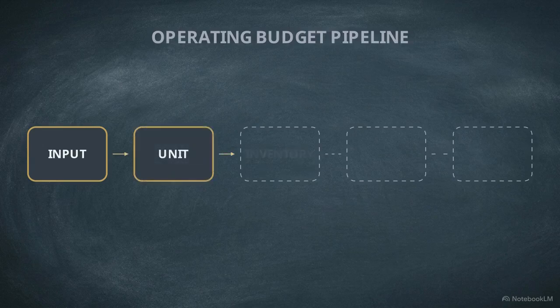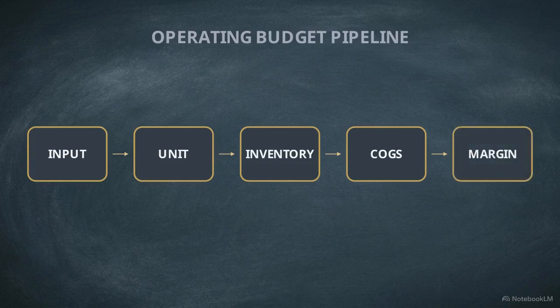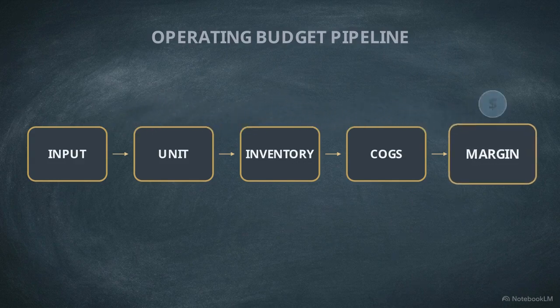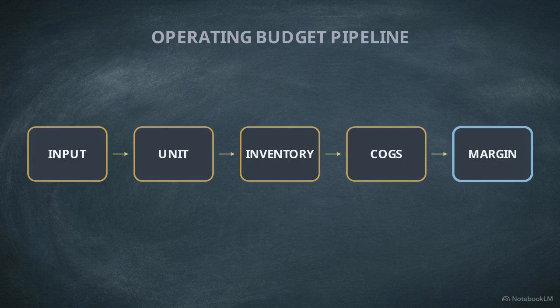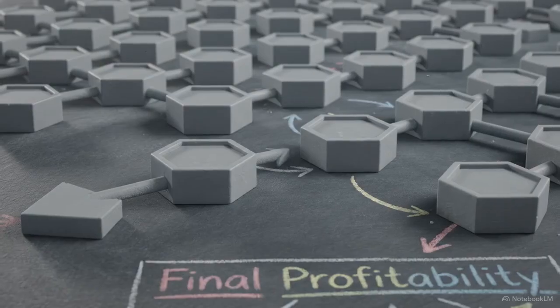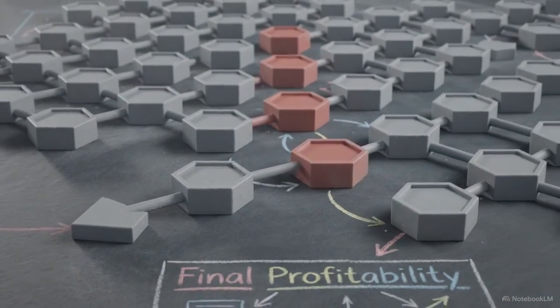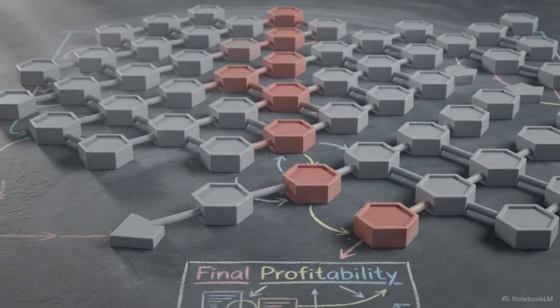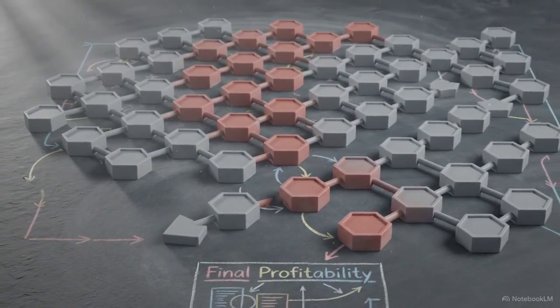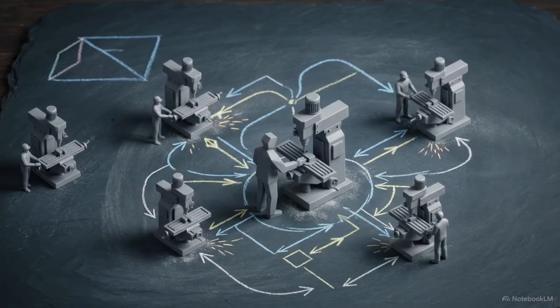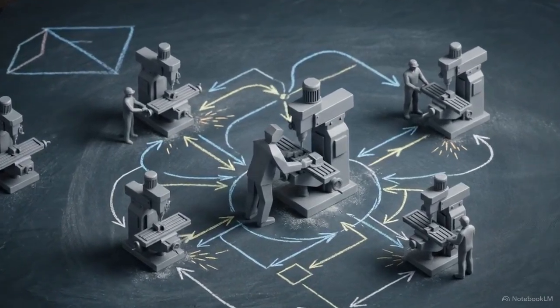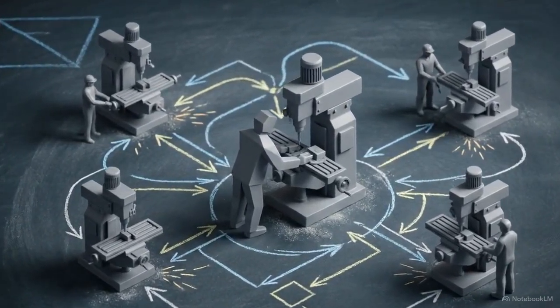Input costs flow into unit cost, which values ending inventory, which defines cost of goods sold, which finally reveals gross margin. We are going to forensically track a single dollar of cost through this exact GAAP framework to see how it alters the final profit. Because this is a rigid pipeline, a single miscalculation at the raw input level will exponentially corrupt the final profitability metrics. The first node of our pipeline starts on the factory floor with the raw input of direct labor.